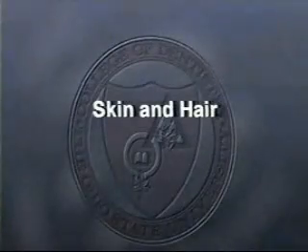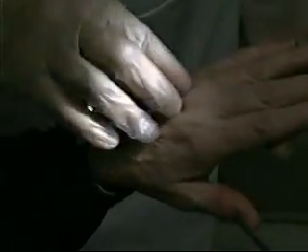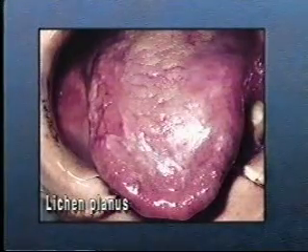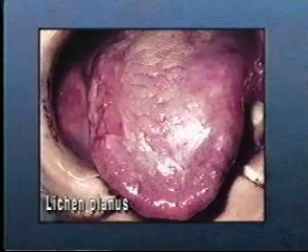Skin and hair. The next step will be an examination of the skin. Why should we examine the skin? Because some medical conditions manifest themselves on the skin and inside the mouth. For example, lichen planus can manifest itself as violaceous colored circular areas with white lines running through, also known as Wickham's striae.